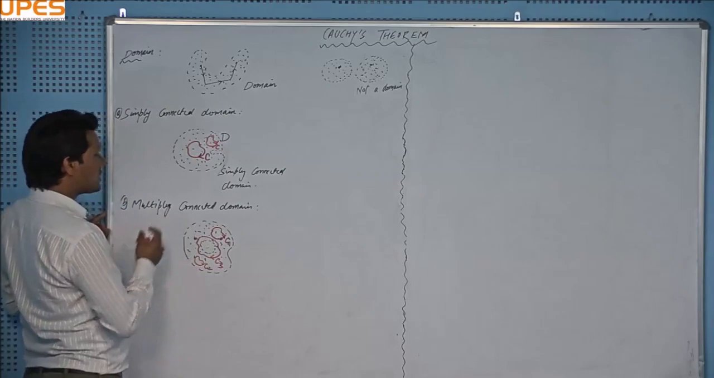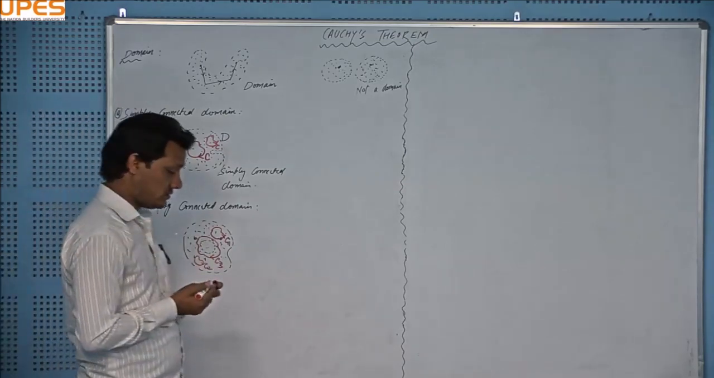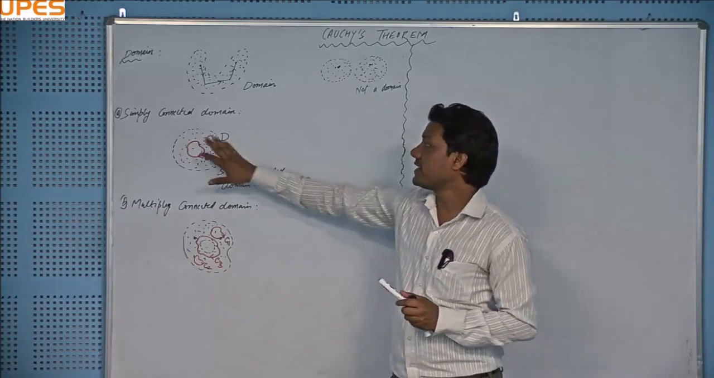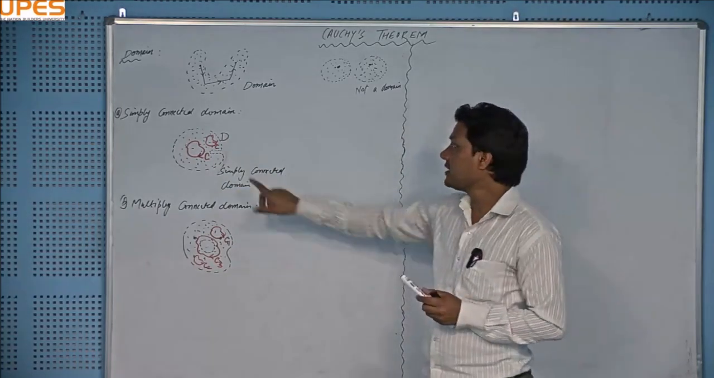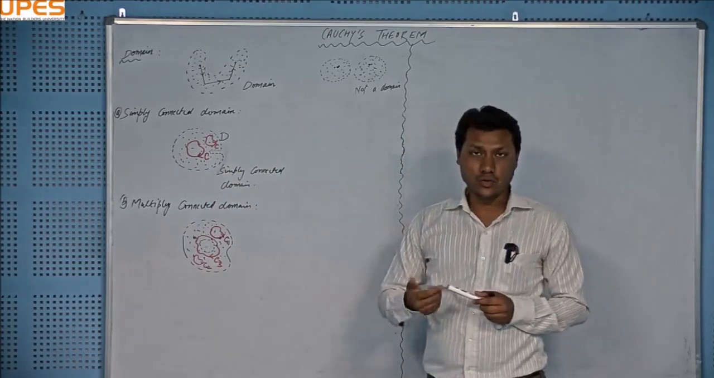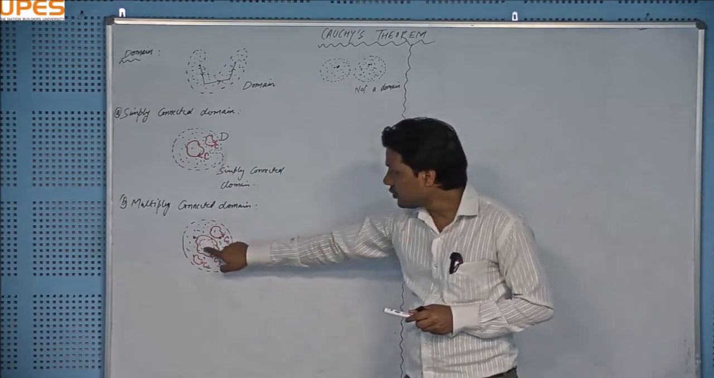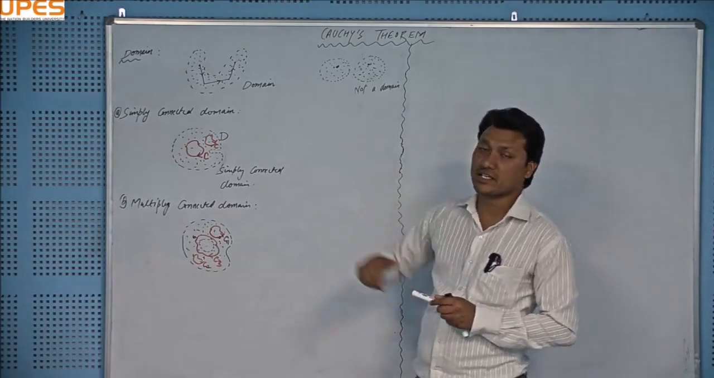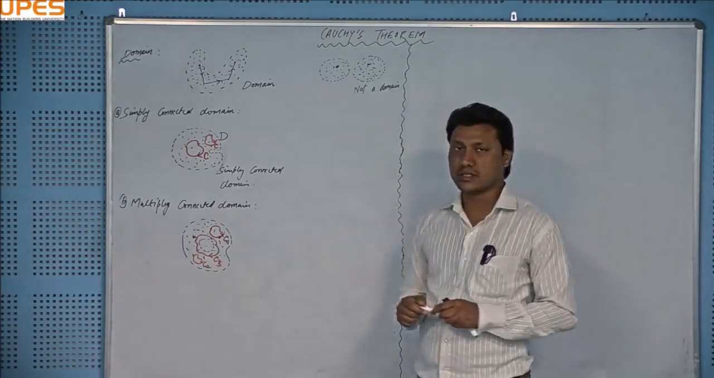So intuitively you can say that a domain is simply connected if it does not have any holes inside it, right? You can see that it is not having any hole, right? Okay. And if it is having a hole like this one, you can see that this is a hole, right? So in that case it will not be a simply connected domain, we'll call it a multiply connected domain.